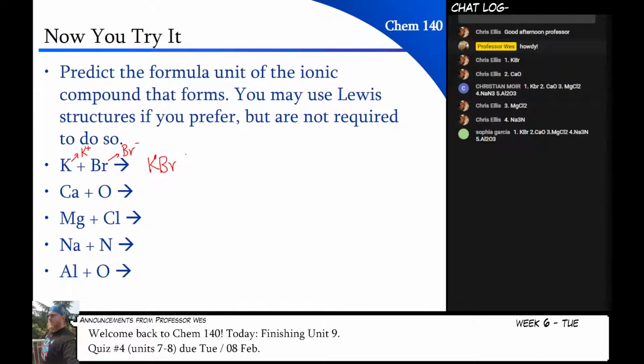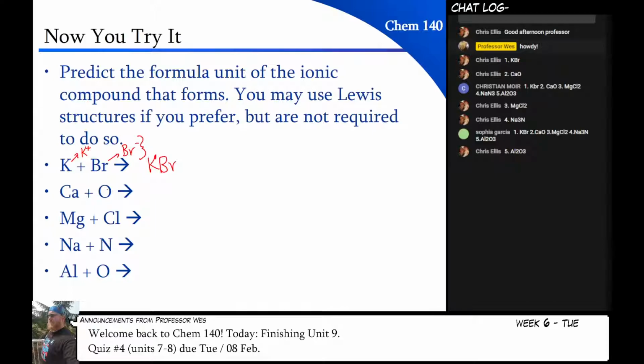I'm going to write down the ions that form and then the compound, because I'm going to work on the assumption that you know how to get to the ions from the octet rule. If you don't, let me know and I can explain that, though. So for this first one, I need to balance the positive and the negative, so I just get that.